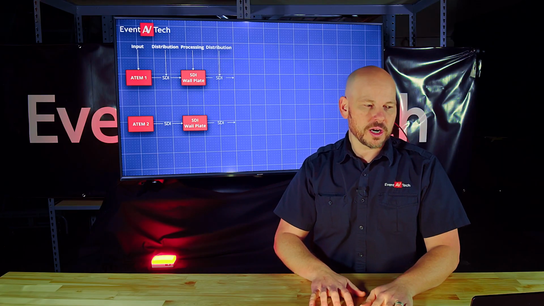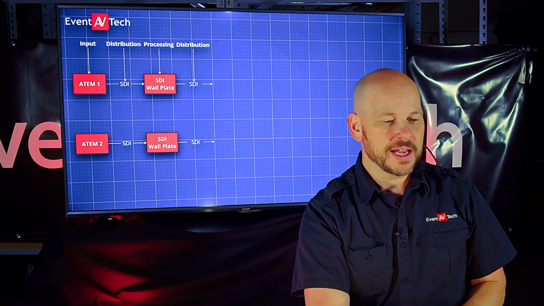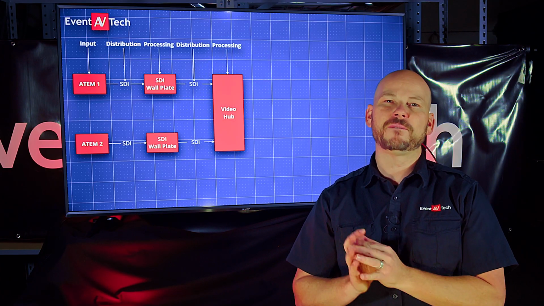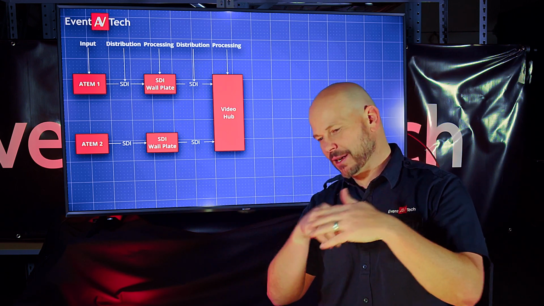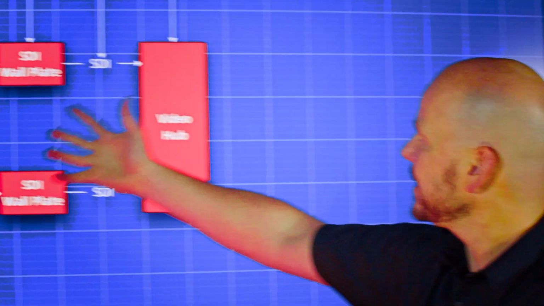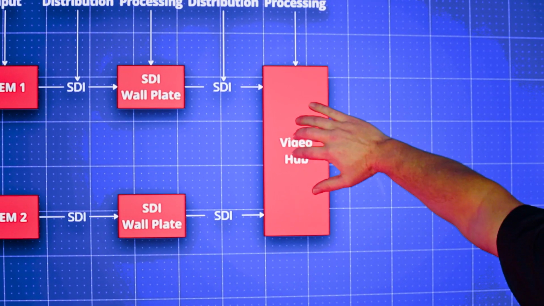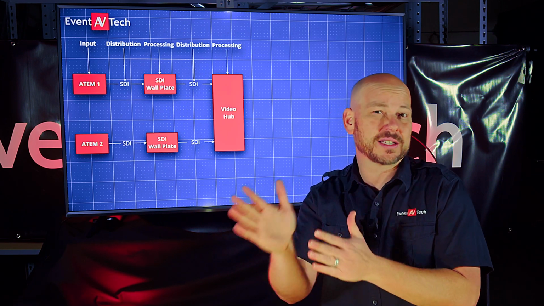Then we go back into SDI, because behind that wall plate we now have SDI going off into Never Never Land, which is called the rack room. Inside the rack room, we have a video hub. If you're not familiar with an SDI video hub, it's got a bunch of ins and a bunch of outs, and you can send one thing to anything, basically. In this particular example, we've got our ATEMs coming into two sides. Then we have our video hub, and our video hub is a form of processing because it could be scaling, it could be changing, or it could just be passing through.